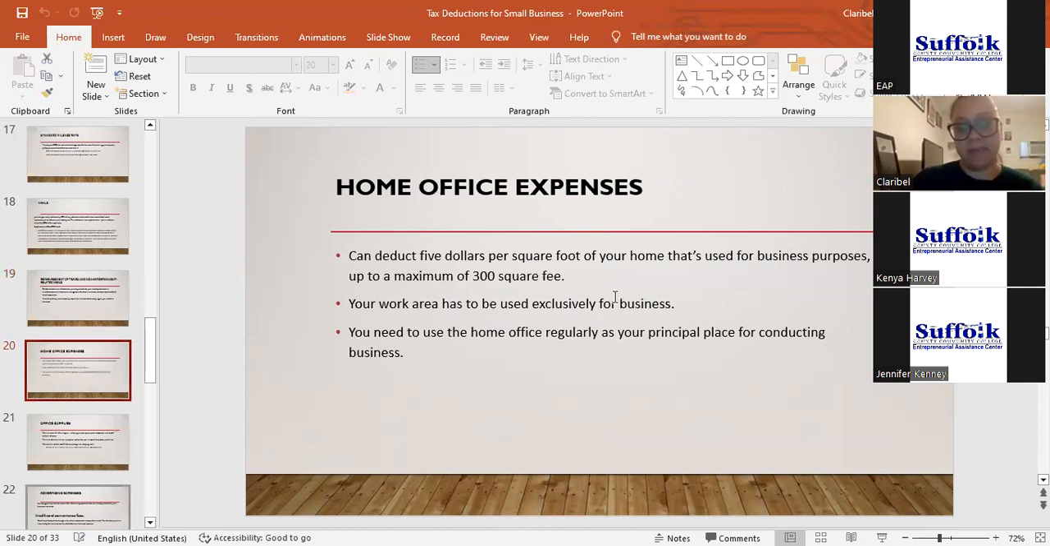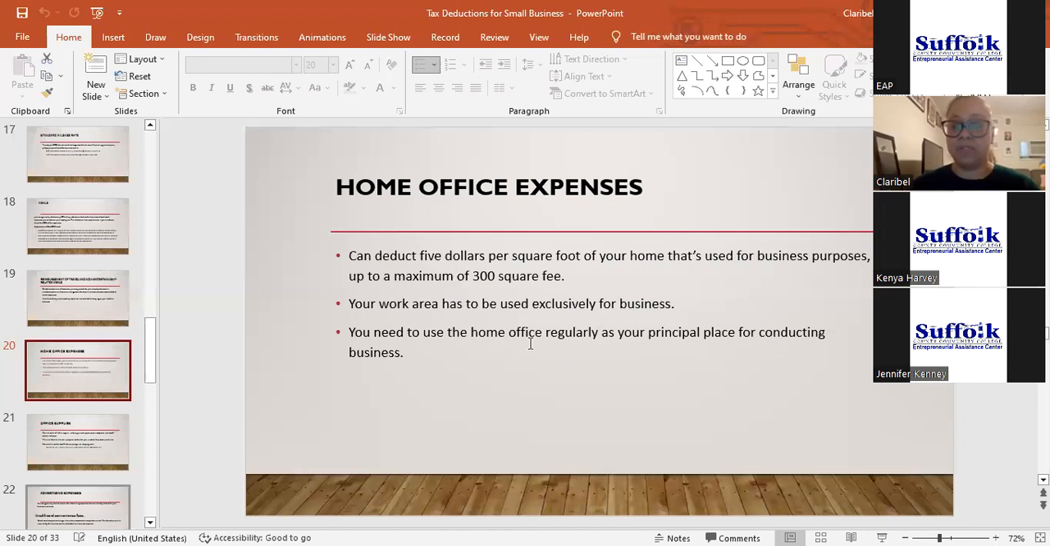Home office expenses can be deductible. If you have a home office at your home where you conduct your business, you can deduct $5 per square foot of your home that's used for business purposes, up to 300 square feet. Your work area has to be used exclusively for business, so you have to designate an area of your home that's only used for that purpose. You need to use the home office regularly as your principal place for conducting business. So you have to actually use it for your business. You can't just put it aside and never use it. So you can use that.